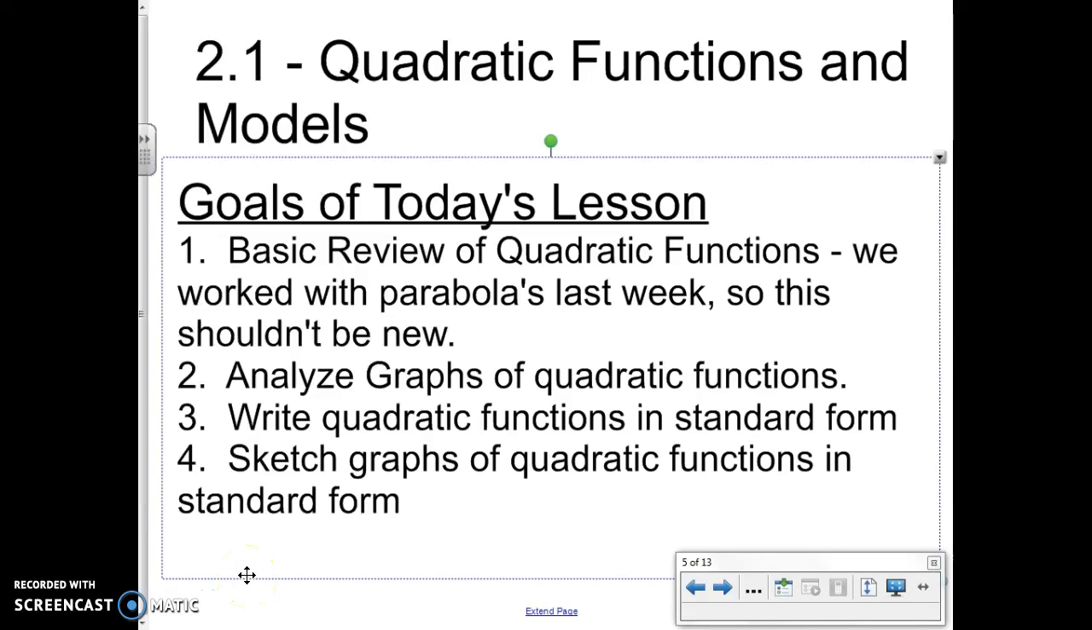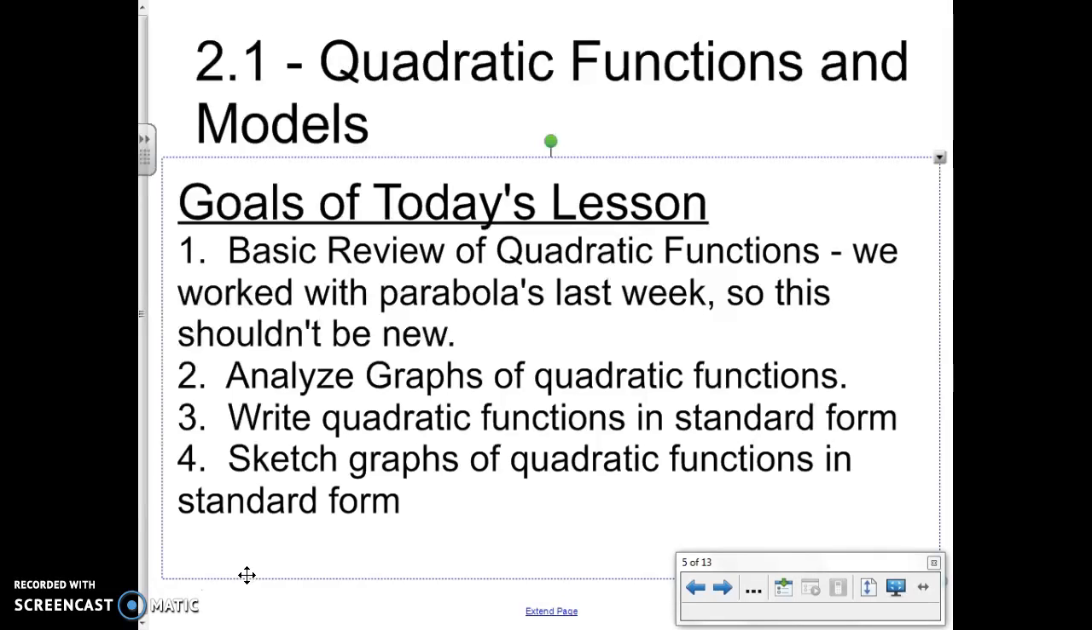Welcome back to Pre-Calc. This is the second portion of the 2-1 lesson. We have already reviewed our basic quadratic functions. We've already done some analyzing of the quadratic functions. We've looked on Desmos at how a, h, and k impact the movement of it, and we've also talked about what the standard form of the quadratic functions in our new textbook is going to be.